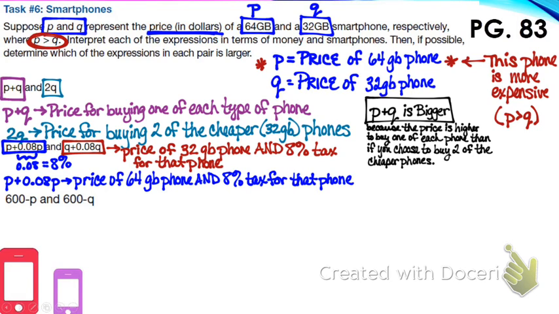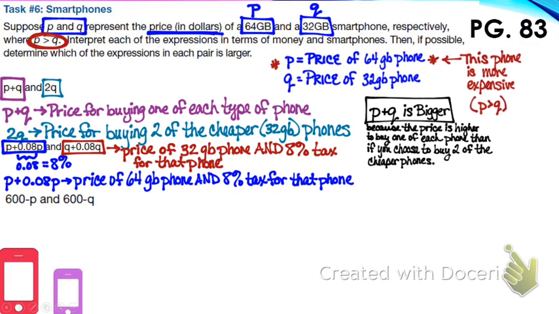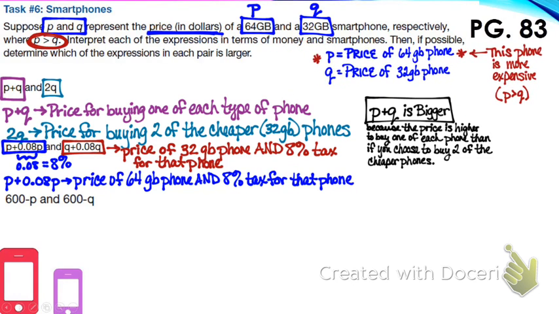Which one's bigger? You can sit up here today. It's empty. You said P plus what? Yeah. The 64 gigabyte phone plus tax is going to cost more than the 32 gigabyte phone plus tax.